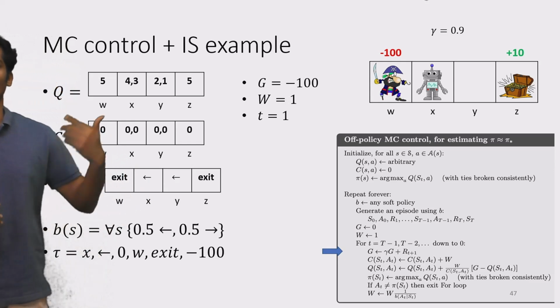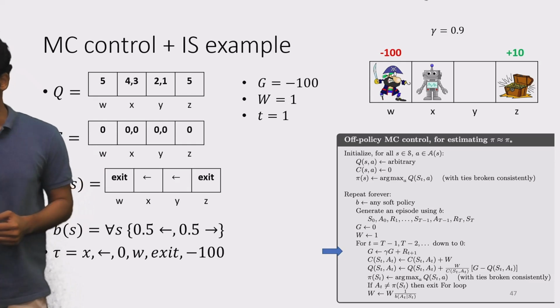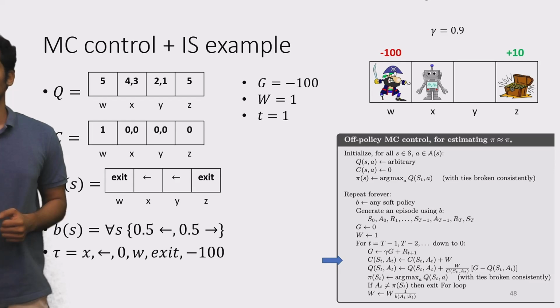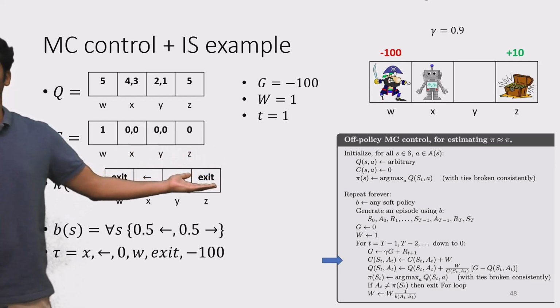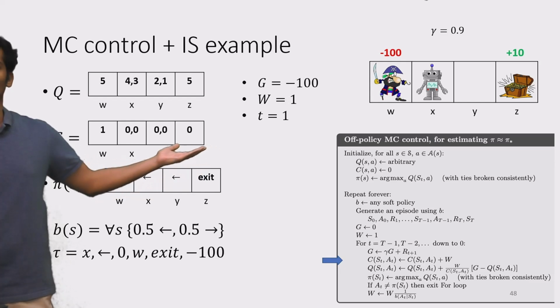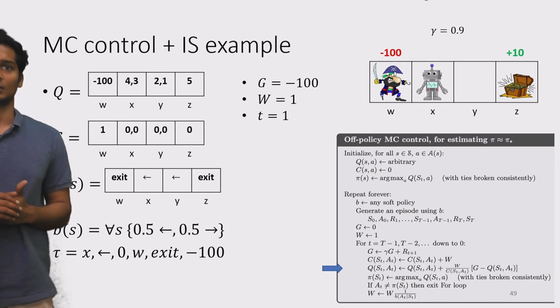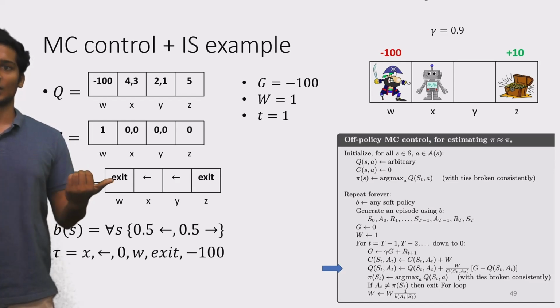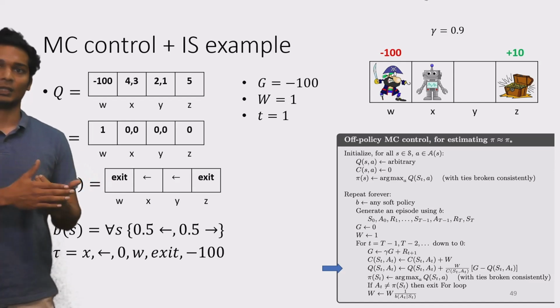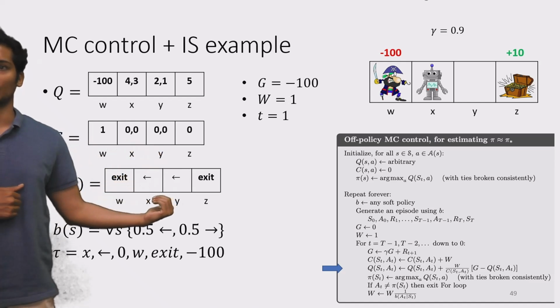C is, like I said, the running sum of importance sampling. You can see it there, it's a table there on the left. So C was initially 0. We just add W to it, which is 1. And C is again for a state and action. So for W exit, it's 1. Okay. And then for the same state and action pair, we use G and C to calculate the updated Q value.